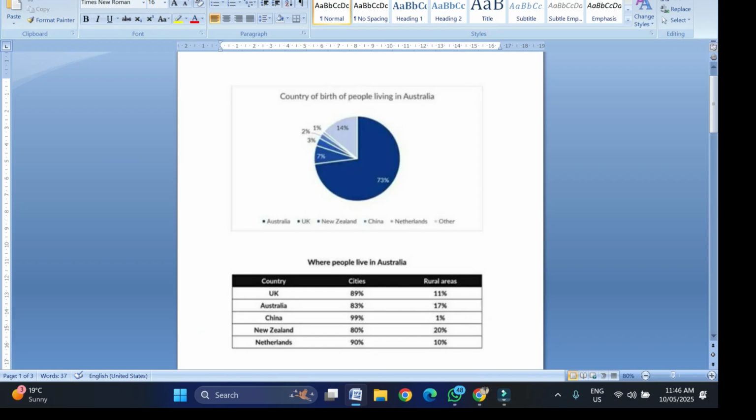If you are aiming for a high score, watch till the end for my top tips and vocabulary. So here is the question. We have a pie chart showing where people living in Australia were born and a table showing whether those people live in cities or rural areas. You will need to summarize the main trends without copying the question.